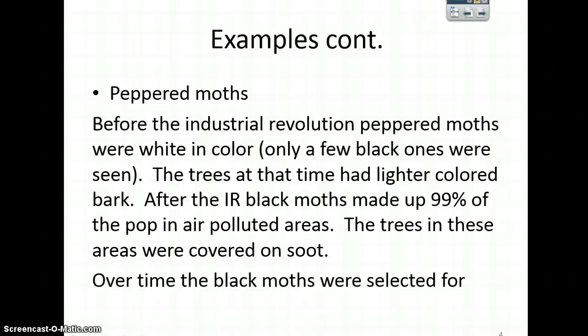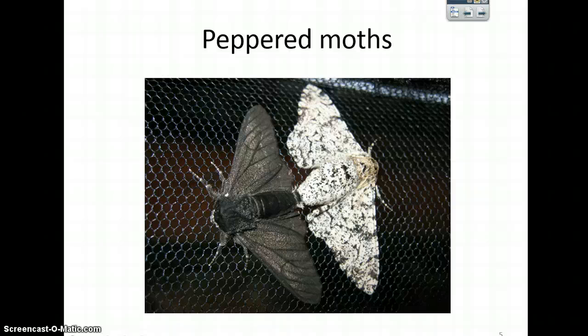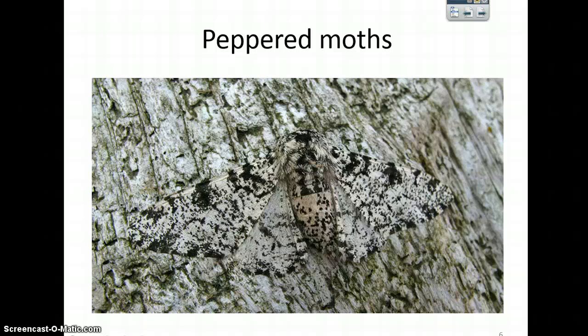The next few slides are some pictures of these peppered moths. So you can see here, there's the black peppered moth and the white peppered moth. Here you can see that white peppered moth on the lighter colored trees and how you could understand how it would survive. And if you set a black moth in there, how it would stick out and it would get eaten by birds.